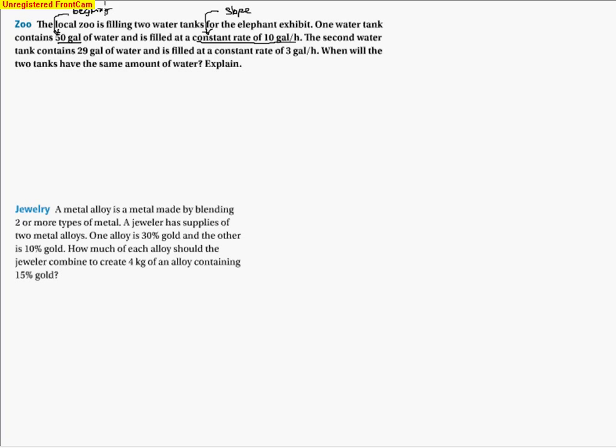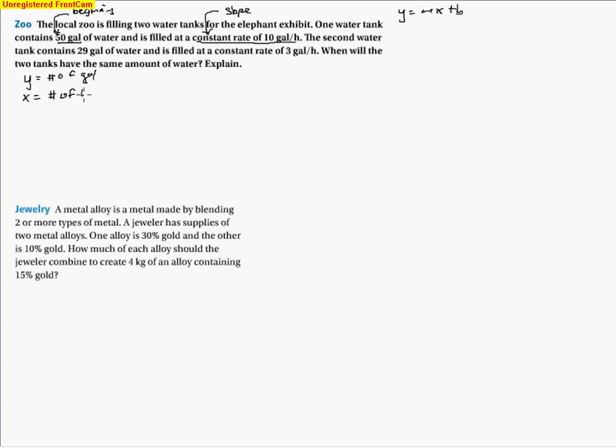And that's why they end up using the letter b, for beginning, or for the y-intercept, because when we look at slope-intercept form, y equals mx plus b, this is the beginning value, the initial value, where m represents our slope. And so we can write the equation that way. I'm going to go ahead and define the variables this way. I'll say y equals the total number of gallons of water in the tank, and x equals the number of hours.